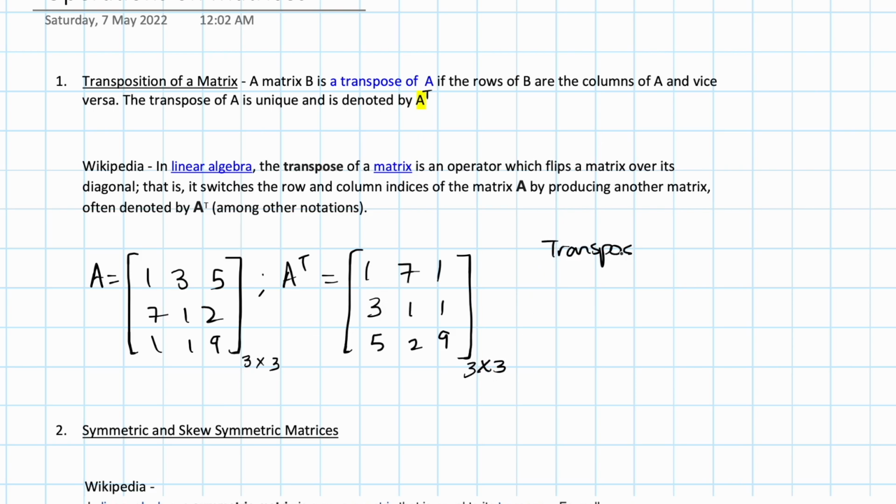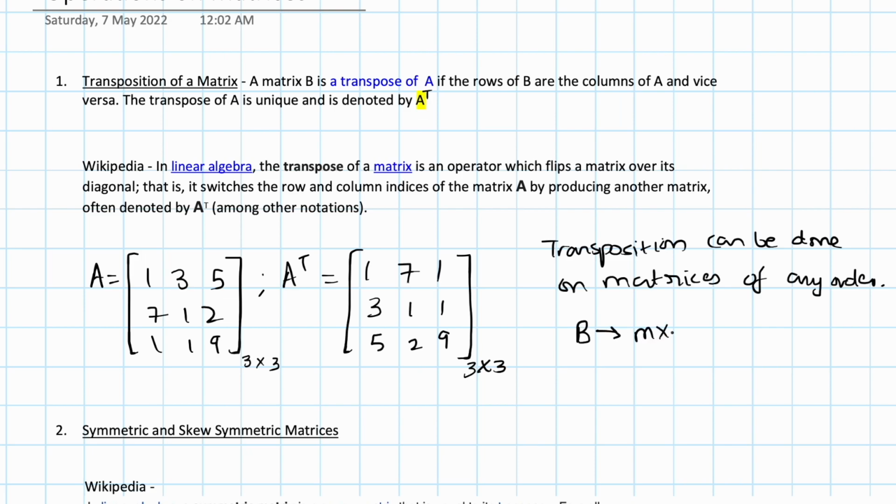Transposition can be done on matrices of any order. What do I mean by that? Say B is a matrix of order m cross n. Then B transpose will be a matrix of order n cross m. Why am I saying that? Because essentially we are interchanging the number of rows and columns. So by doing the transpose, we are interchanging these rows and columns. Hence, this order will also change accordingly.